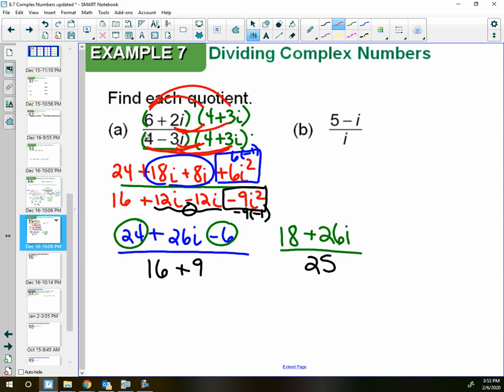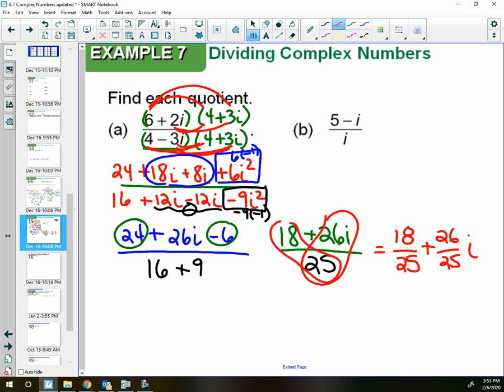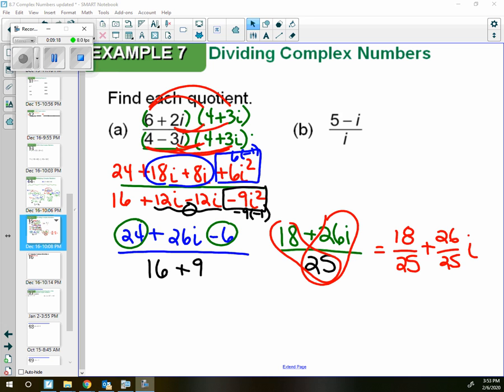You can either leave your answer exactly as you have it right here, so 18 plus 26i over 25, or some people like to separate out the real part. So think of that first fraction, 18 divided by 25, and then plus the imaginary part, 26 25ths times i. That would be the exact same answer. So you really do have the option. We can write it either way. All right, the last one that we're going to do is how you rationalize when it's just a monomial in the bottom, or just something like an i. This one's actually a lot easier to deal with.